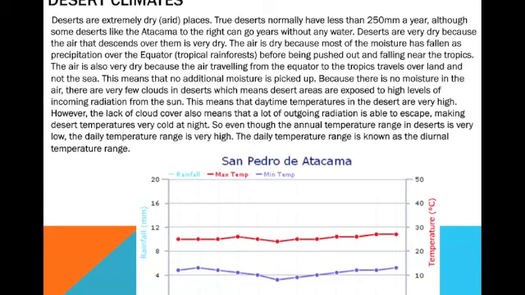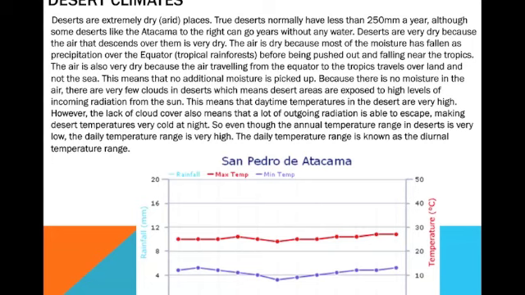Because there is no moisture in the air, there are very few clouds in deserts, which means desert areas are exposed to high levels of incoming radiation from the sun. This means that daytime temperatures in the desert are very, very high. However, the lack of cloud cover also means that a lot of outgoing radiation is able to escape, making desert temperatures very, very cold at night.